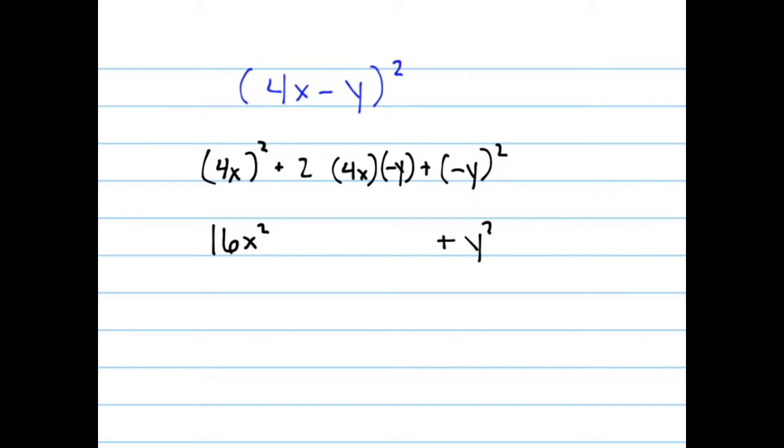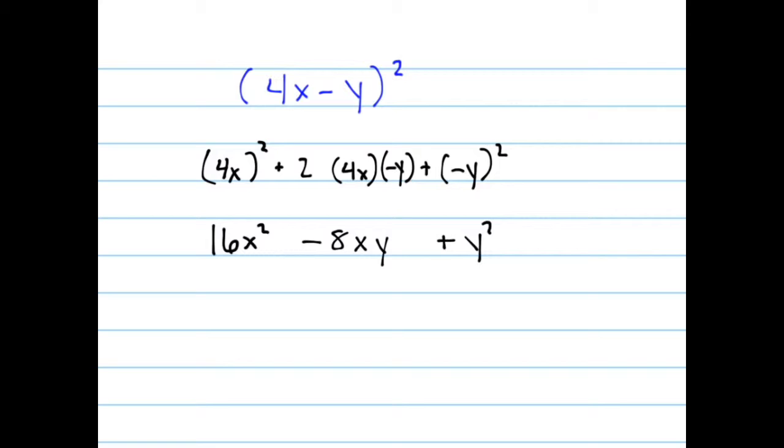You shouldn't be using the distributive property. This is all one multiplication. Okay? 2 times 4x is 8x. 8x times negative y, negative 8xy. Okay? I only heard 16 come from you. Negative 8xy. So negative 16. Yeah. Okay? It's all multiplication.